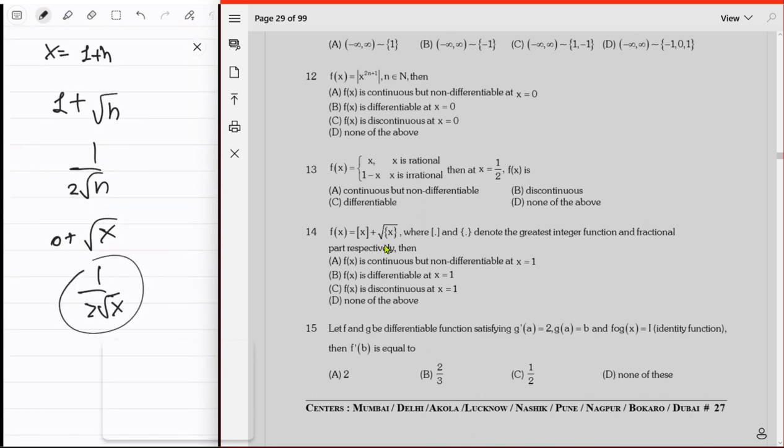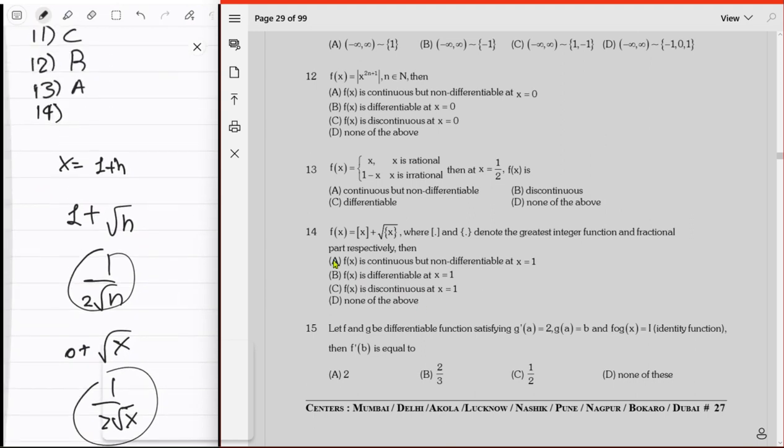So this derivative as x approaches 1, it just becomes 1 upon 2, and this derivative becomes non-existent because as x approaches 1 from the right hand side, h approaches 0. So this is like 1 upon 0. Yeah, it's infinity basically. So it's not differentiable, although it is continuous. Okay, yeah, that looks good. A is the answer. Next question, 15th.